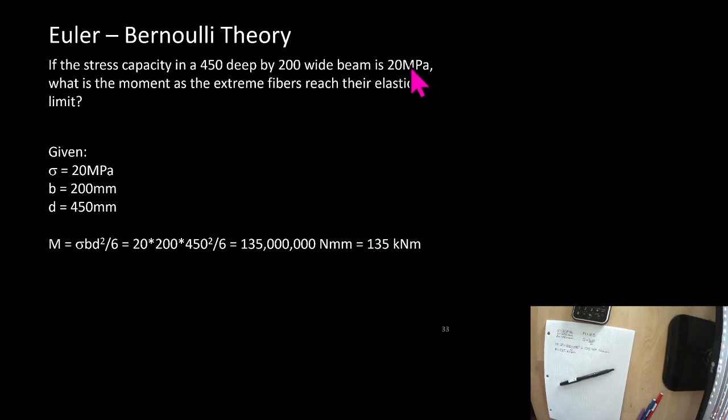Just remember, this was the maximum stress they told us we could reach. So we could have 100 kilonewtons and our beam would be fine. If we unloaded it, it would go back to its original shape. But if we go over 20 MPa or over 135 kilonewton meters, our beam will not go back to its original shape if we unload it. It will have yielded. Or worse, if it was a brittle material, it will have failed. So this upper limit is very, very, very important.